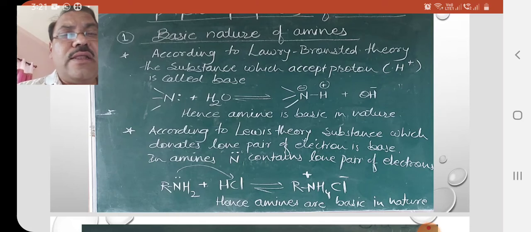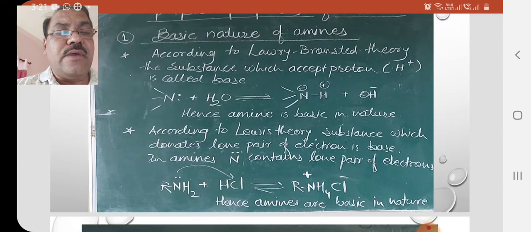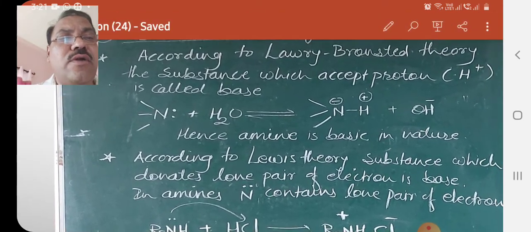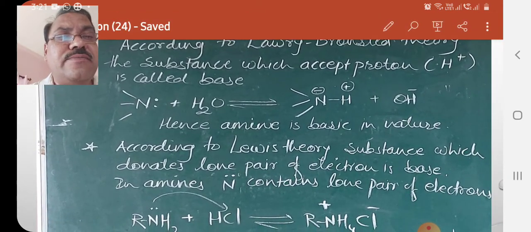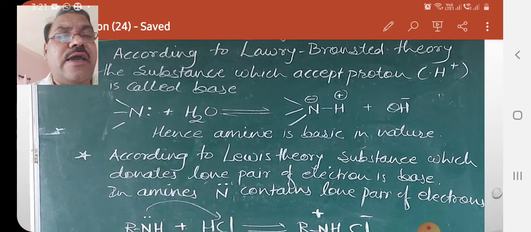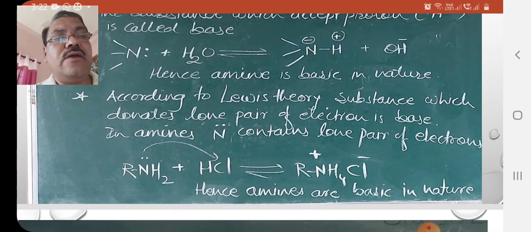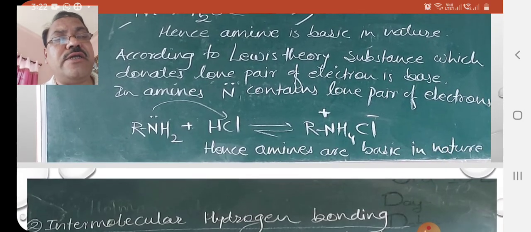There is one more theory, that is Arrhenius theory. According to Arrhenius theory, the substance which gives H plus ion when dissolved in water is called acid, and the substance which gives OH minus when dissolved in water is called base. You can see in the first reaction also, when amines are dissolved in water, they produce OH minus ion. Therefore, this reaction can also be explained with the help of Arrhenius theory. So this is the first property, that is basic nature of amine.